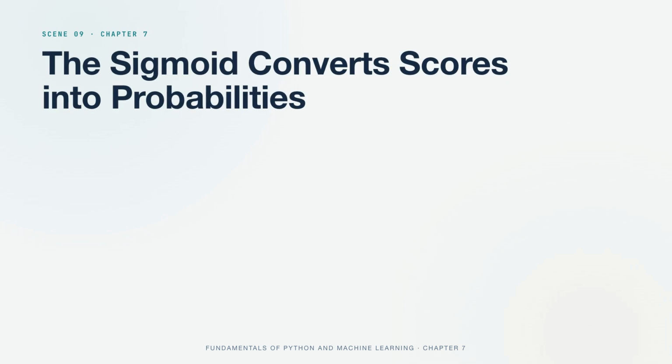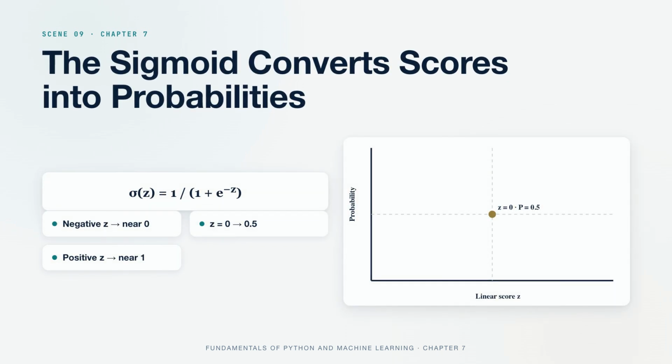The sigmoid function performs the reverse transformation. It takes any real number score and converts it into a value between 0 and 1. Very negative scores produce probabilities close to 0. A score of 0 produces a probability of 0.5. Very positive scores produce probabilities close to 1. The sigmoid has an S-shaped curve. The center of the curve changes quickly, while the two ends approach 0 and 1 without extending beyond those limits.